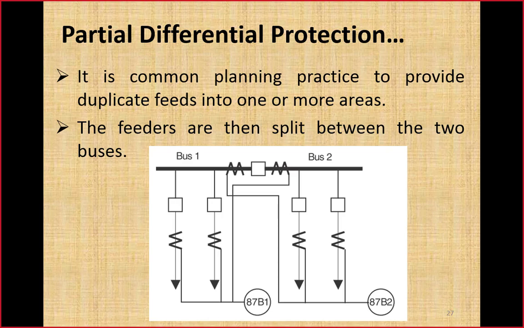Now in this situation, the bus is protected with the help of 2 partial differential protections. One for bus 1, second for bus 2. If a fault occurs on bus 1, then only 87B1 would detect this fault and open this tiebreaker as well along with these 2 breakers. Similarly, if a fault occurs here in bus 2, only 87B2 will detect this fault and open this tiebreaker along with these 2 circuits.